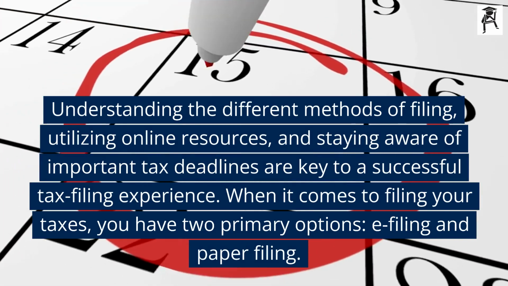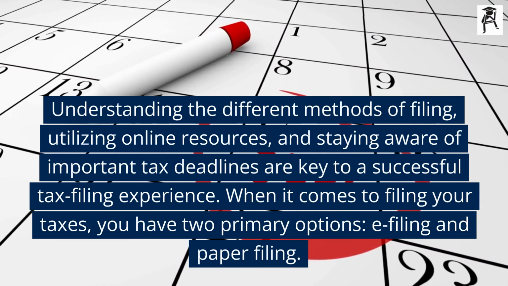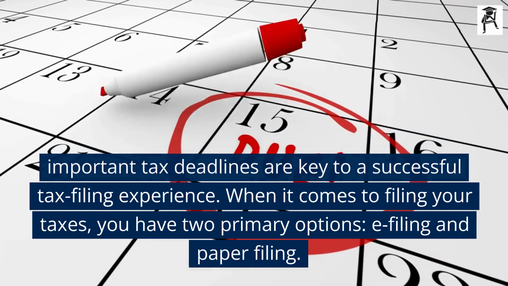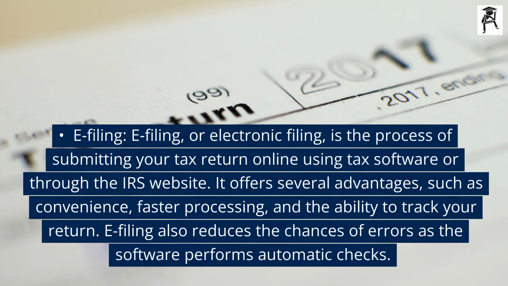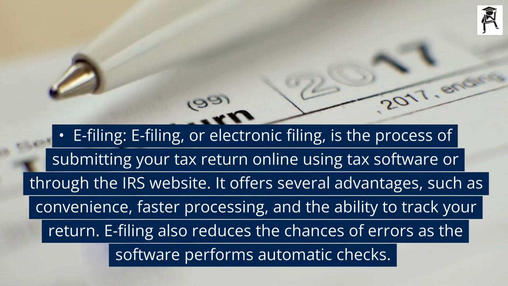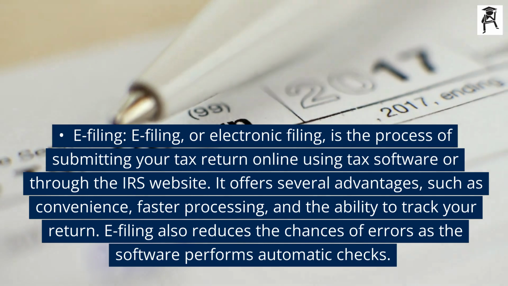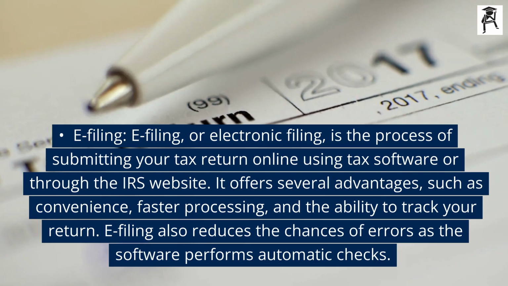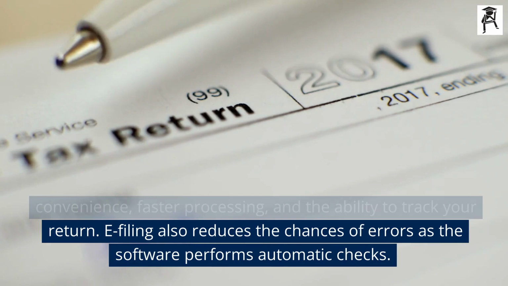Understanding the different methods of filing, utilizing online resources, and staying aware of important tax deadlines are key to a successful tax filing experience. When it comes to filing your taxes, you have two primary options: e-filing and paper filing. E-filing, or electronic filing, is the process of submitting your tax return online using tax software or through the IRS website. It offers several advantages, such as convenience, faster processing, and the ability to track your return. E-filing also reduces the chances of errors as the software performs automatic checks.